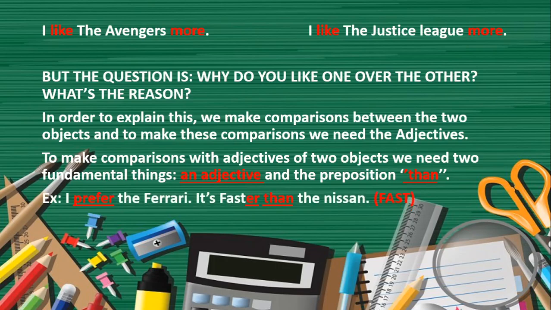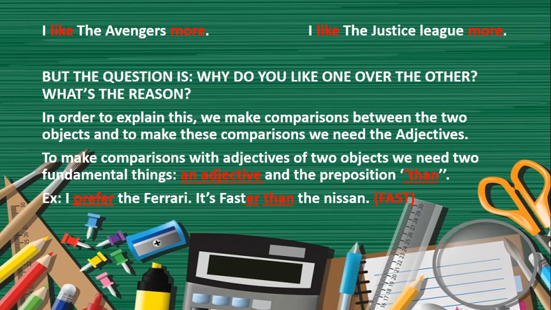So, for example, in my preference between the Nissan and the Ferrari, I prefer the Ferrari. But why my preference? Why do I prefer the Ferrari? Oh, because it's faster than the Nissan. If you pay attention in that reason, it's faster than the Nissan. That's why I prefer the Ferrari over the Nissan. It's faster than the Nissan. So what happens? Here we are using the adjective fast, right? But at the ending of the adjective, we have two added letters.